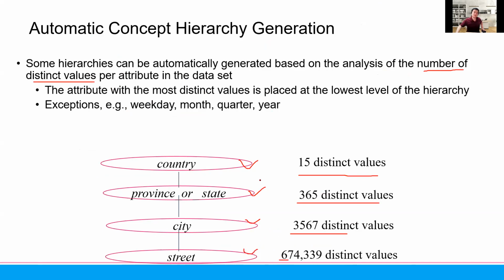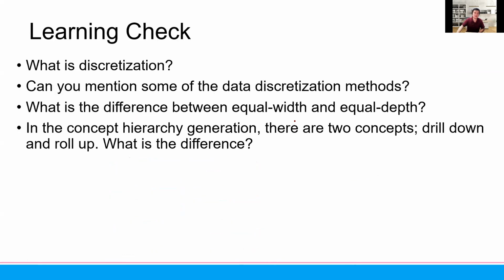Okay. This one is good for a place like this, but not good for time. Okay, because in time you already fixed it. It means you know already that in 1 year there will be 4 quarters. In the 4 quarters there will be 12 months. In every week we have how many weekdays? 5 days, for example. So this is an exception. You don't need to use the automatic concept hierarchy generation for time because it is already fixed. We already know the idea.